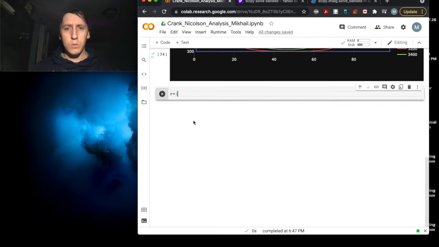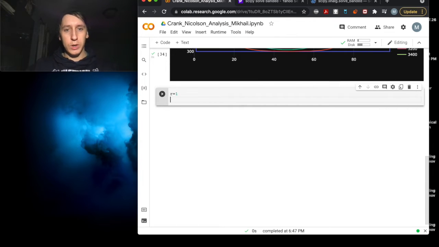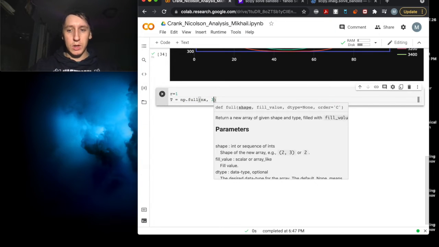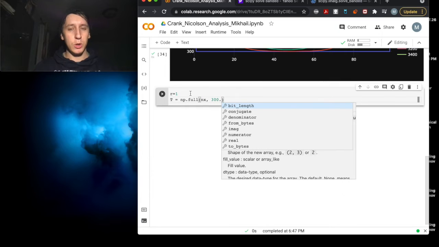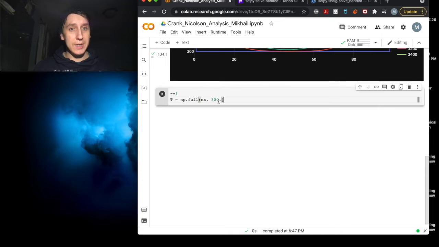So what we want to do next is create our array. How would we do that? Temperature is going to be np.full, and then we have that nx, the position steps, and we already said that the temperature is going to be 300 kelvins. We want to keep adding that dot because we want it to be floating point, because if we don't have that, it's going to have some weird things going on.